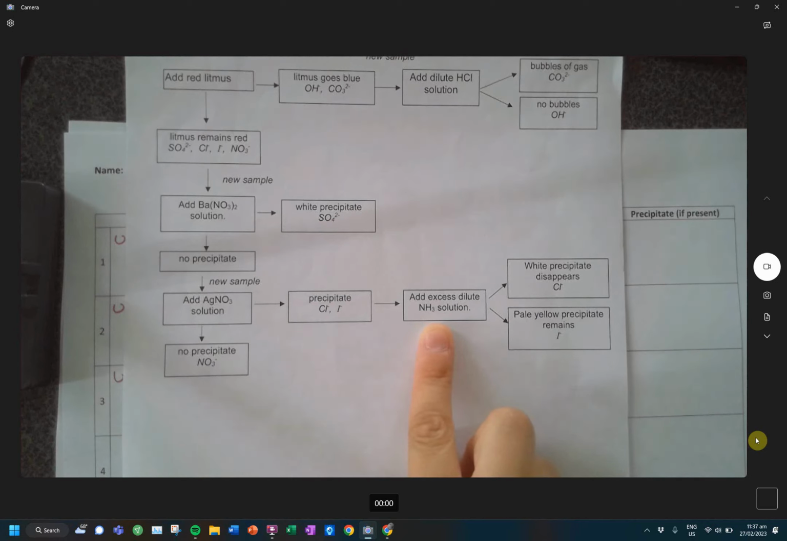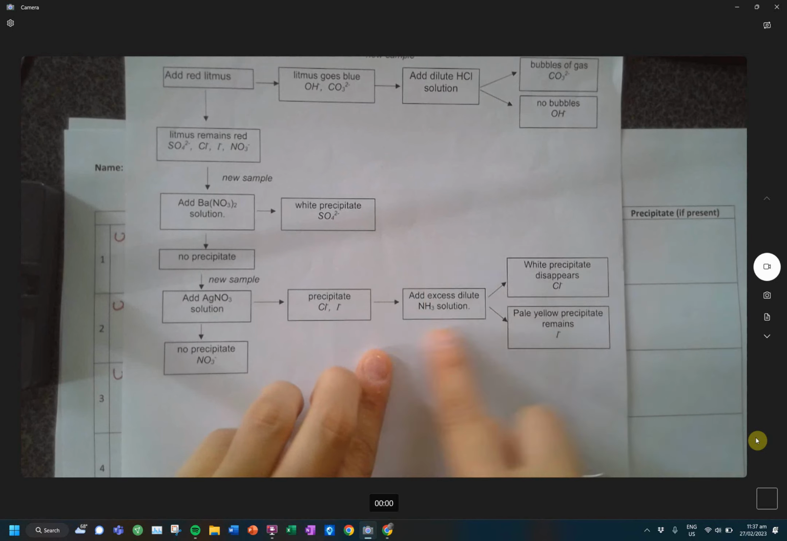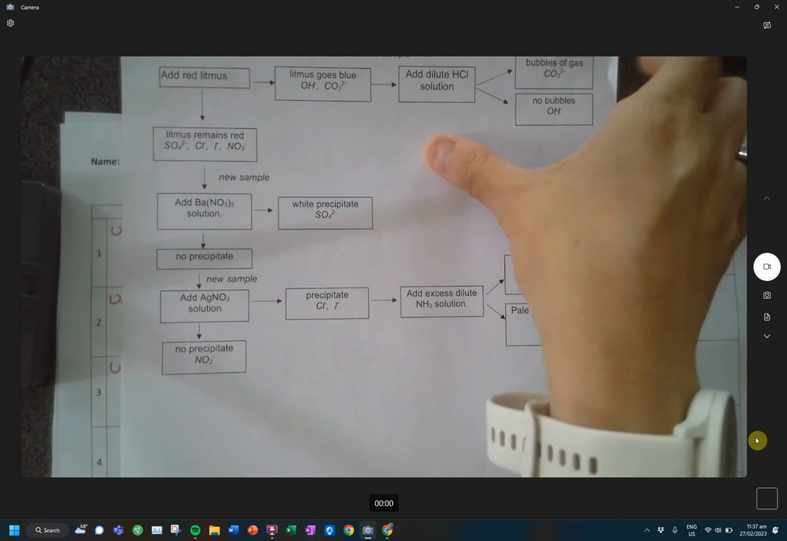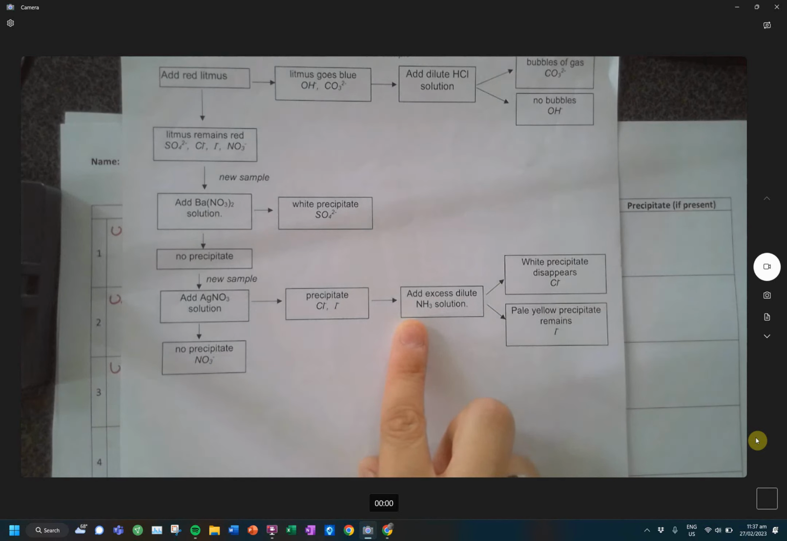What we're also going to do is add excess ammonia to the solution. This here is a new step, so I'm going to write that down. It doesn't say new sample, so I'm adding it to the test tube that's already there.